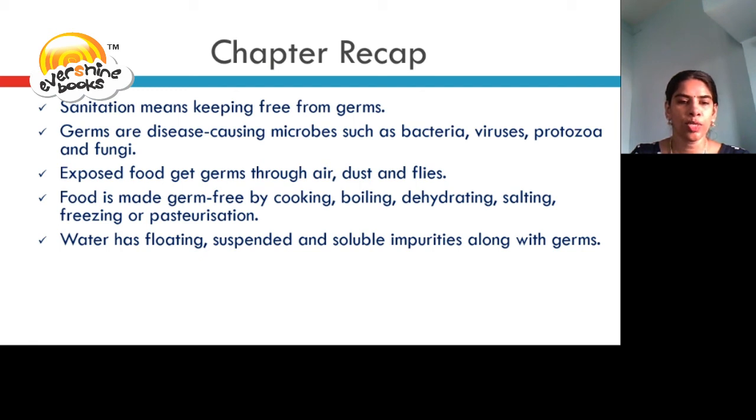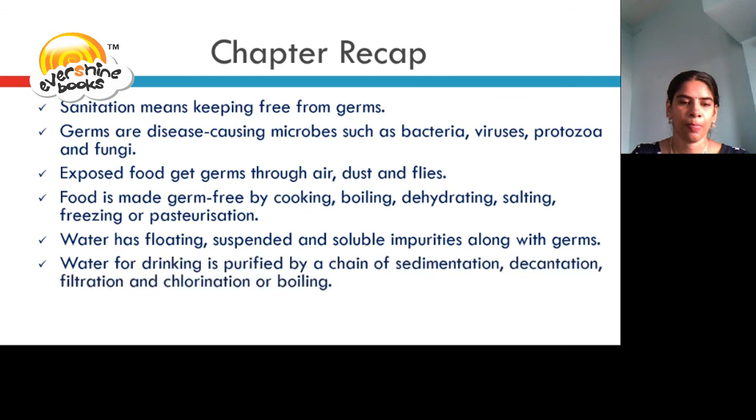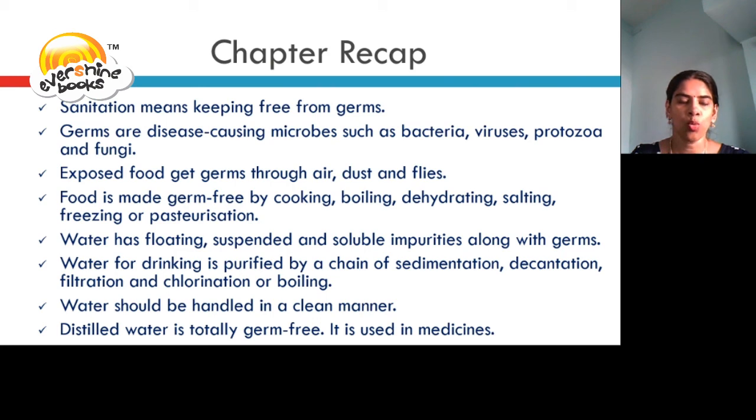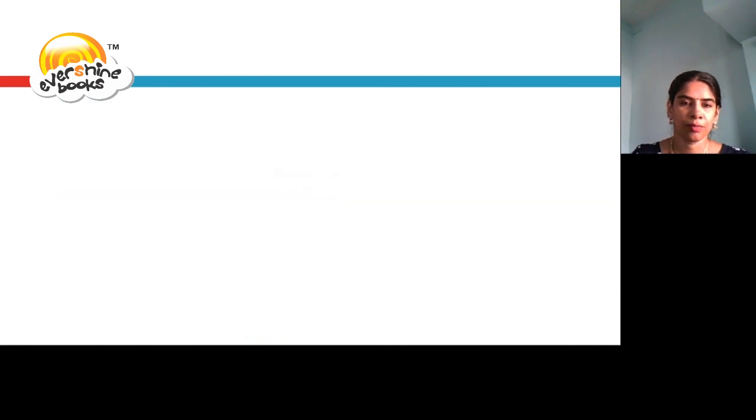Water has floating impurities, suspended impurities and soluble impurities along with germs. Water for drinking is purified by a process of sedimentation, decantation, filtration and chlorination or boiling. Water should be handled in a clean manner. Distilled water is totally germ-free. It is used in medicines. This ends our chapter 12.